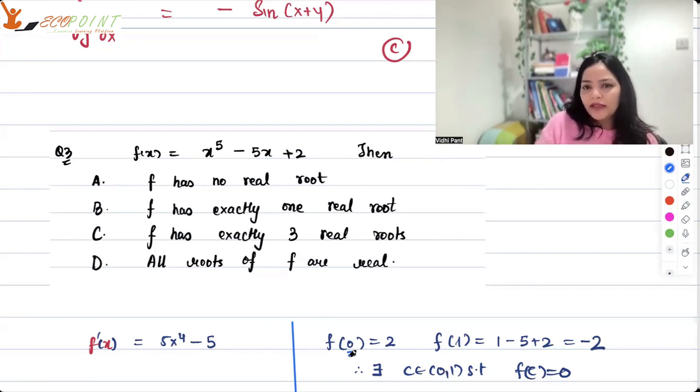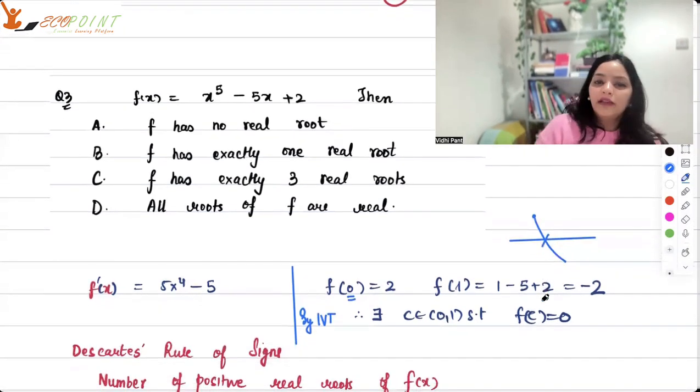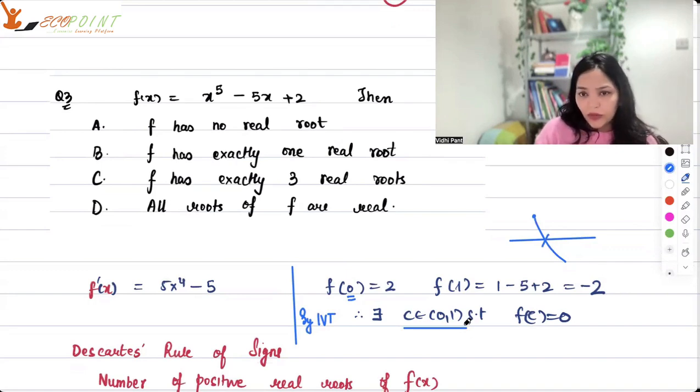The easiest points to look at are 0, 1, and minus 1. So f(0) is 2 and f(1) is minus 2. By the intermediate value theorem, basically what's happening is your function had a positive value and it is turning into negative. That means it will have to cut the x-axis somewhere in between 0 and 1. So there definitely is some c such that f(c) is equal to 0. Therefore, I know that we do have a root between 0 and 1.